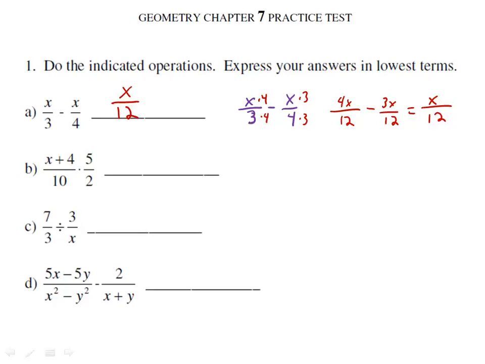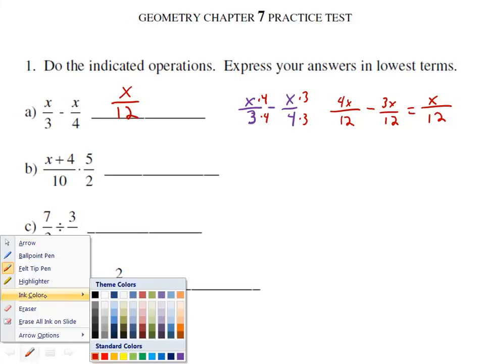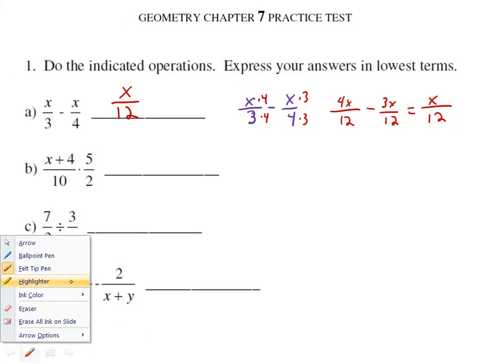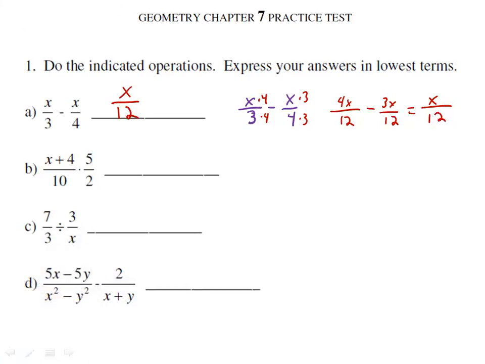Alright, the second fraction, it's multiplication. So when we do multiplication, that's the easiest operation to do on a fraction in most cases. So you have x plus 4 over 10 times 5 over 2.